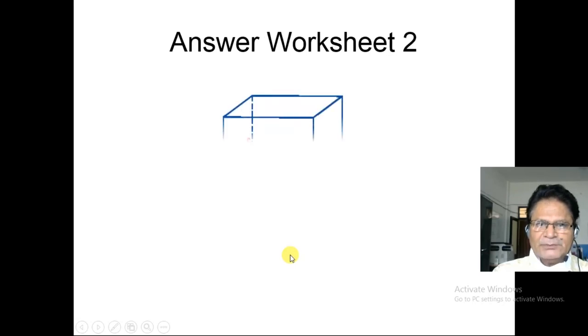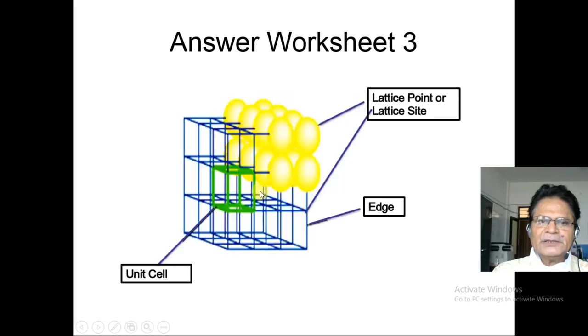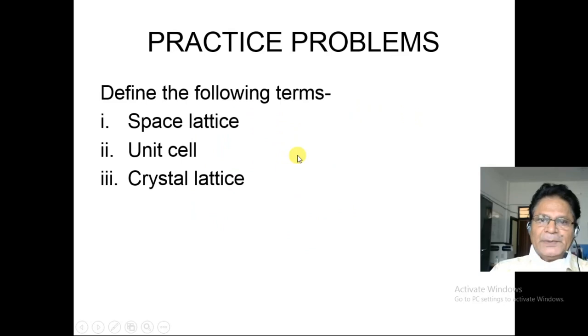The answer of worksheet number 2 is given here. This is A, this is B, this is C, and this angle is alpha, this angle is beta, this angle is gamma. The answer of worksheet number 3, this part is unit cell. This part is unit cell, and this is edge of the unit cell, and this is the lattice point or lattice site. For practice, you have to solve these problems. Write these answers in your notebook. Define the following terms: number 1, space lattice; number 2, unit cell; and number 3, crystal lattice.